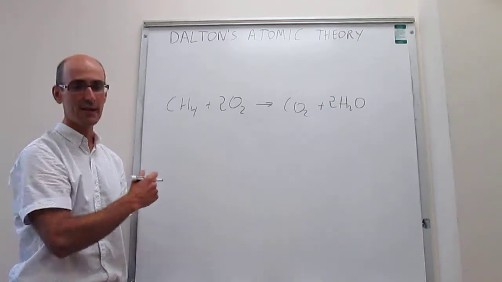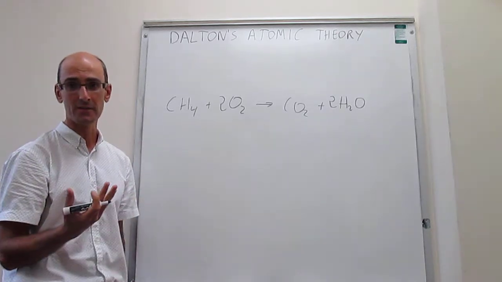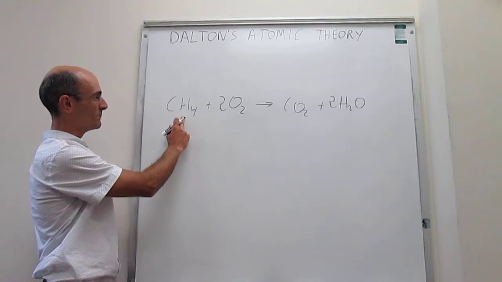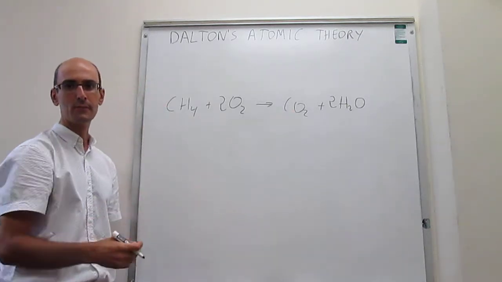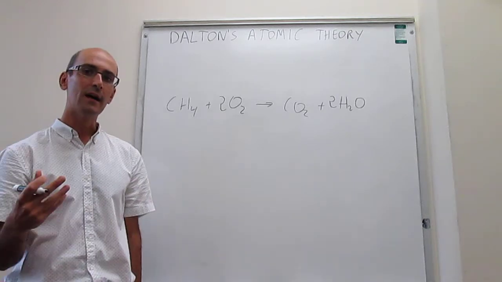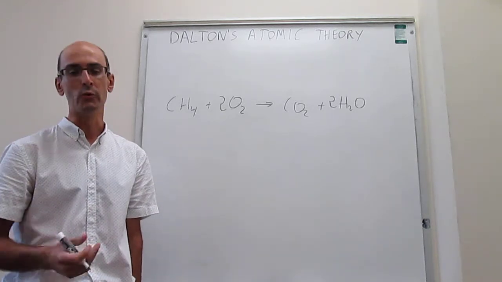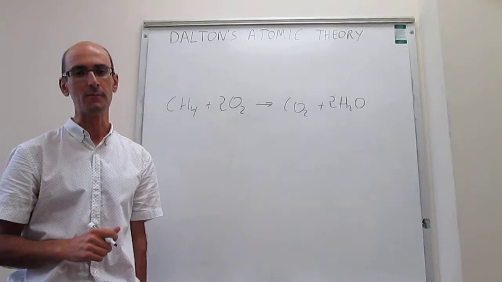Okay, and the only thing that actually happens is that the atoms are rearranged. Here carbon is in a compound with hydrogen, here carbon is in a compound with oxygen, and so forth. And again, all of this can be explained appealing to the concept of an atom, and that's why we call this Dalton's atomic theory.